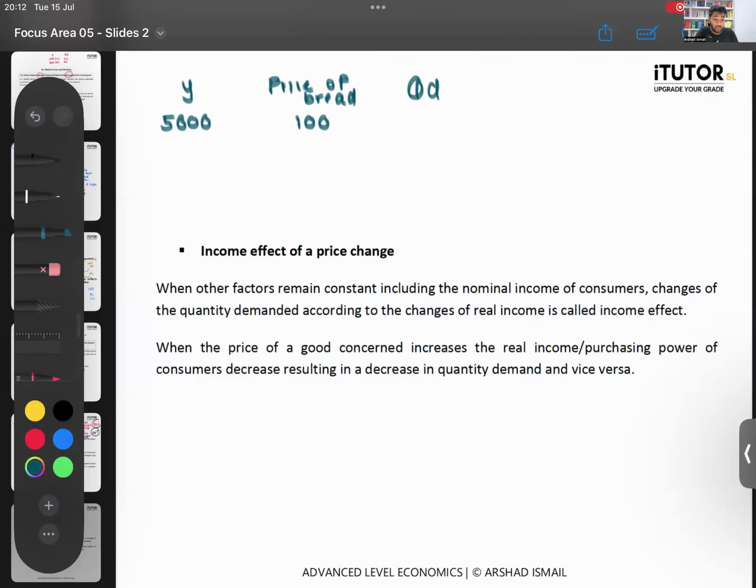I am earning 5,000 rupees. A loaf of bread is 100. Then I can eat 50 bread. For a month, I can buy 50 bread. Right? QD can be 50.